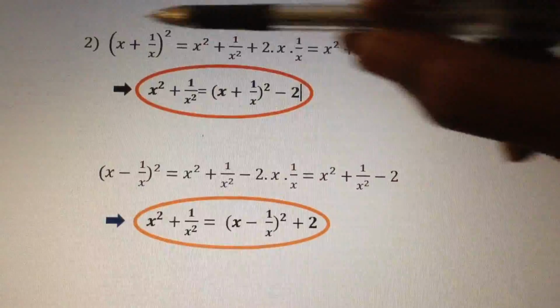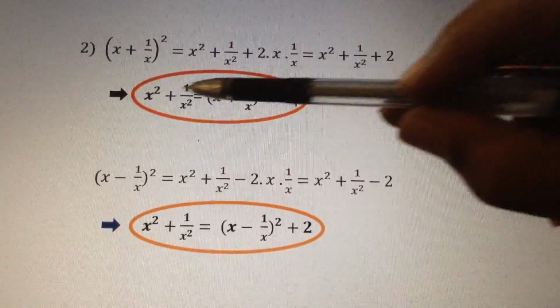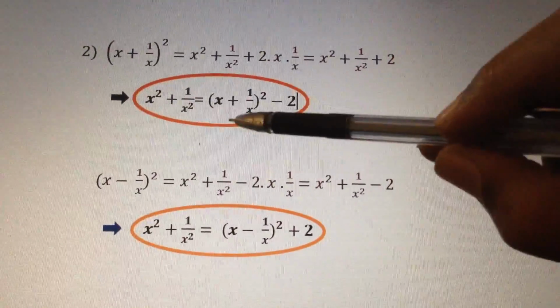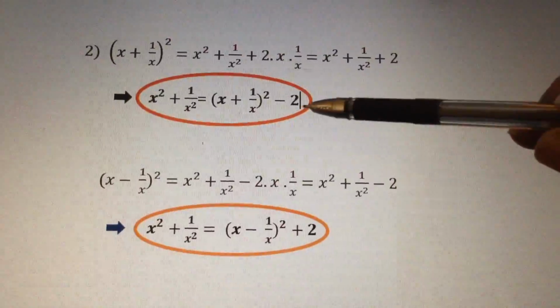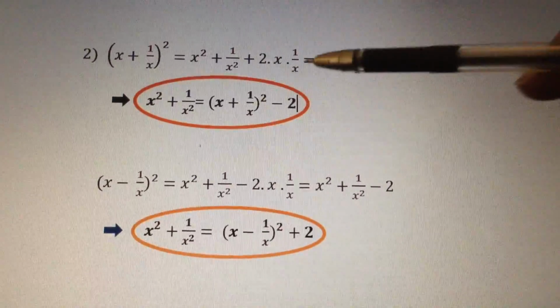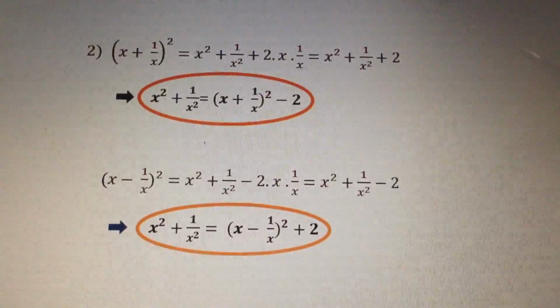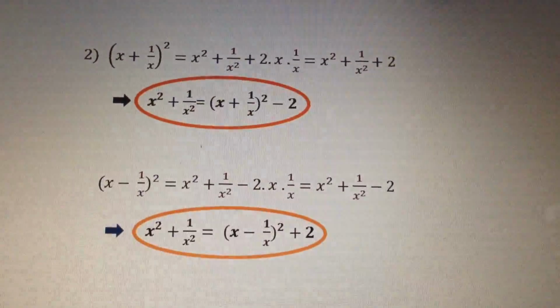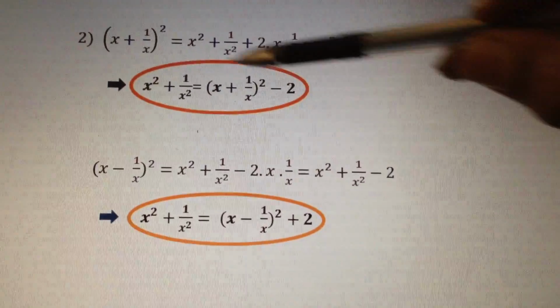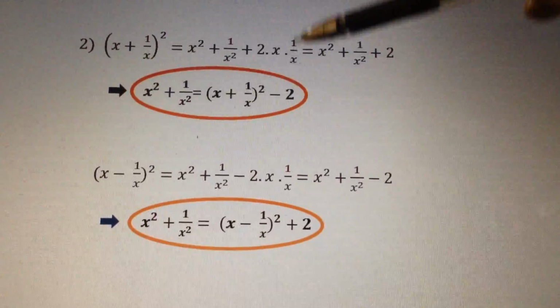The same can be presented as x square plus 1 by x square is equal to x plus 1 by x whole square minus 2. Because in many questions you will be given the value of x plus 1 by x and you will be asked to find out x square plus 1 by x square. In those cases it will be very useful. So let us remember this identity.